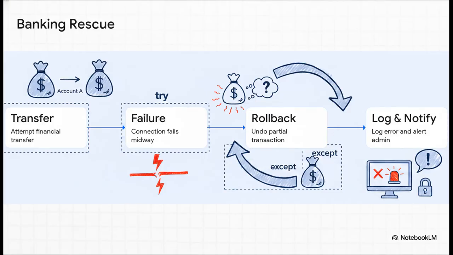Let's walk through the exact sequence of a rescued money transfer in action. We use our try block to attempt the transfer, deducting from account A, adding to account B. But suddenly, a connection fails midway. Instead of crashing, the process falls directly into our except block. Inside there, we immediately trigger rollback. That partial deduction from account A, instantly undone. The money's completely safe. We then log the error internally and notify a system admin. Zero money lost, total data consistency maintained, and a massive crisis seamlessly averted in mere milliseconds.